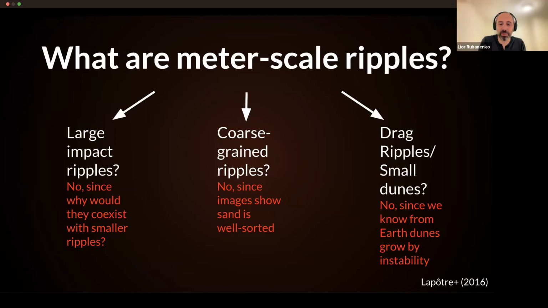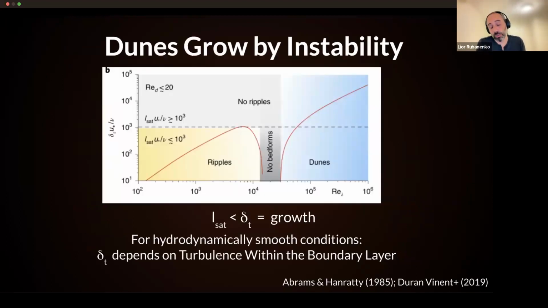So if those ripples are indeed formed by hydrodynamic instability, why don't they grow into dunes? They should start small, and we shouldn't see a separation between dunes and large ripples. We should just see a continuum. We should see those large ripples slowly transform into dunes. So why don't we? The solution to this problem potentially came from experiments that were done in the 80s, and then a revised model presented by Orencio Duran-Vinent and others just a few years ago.